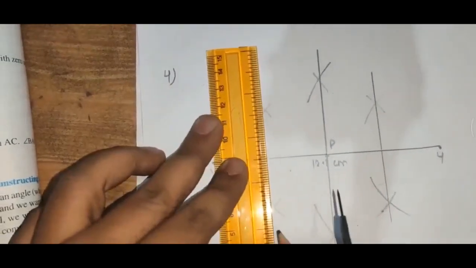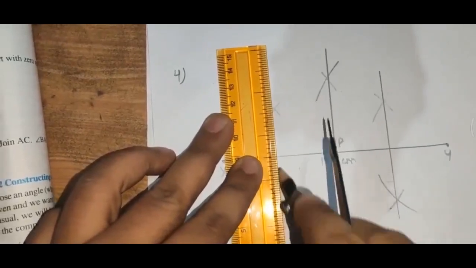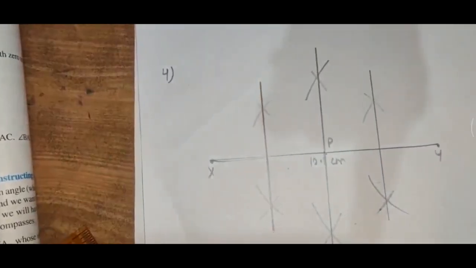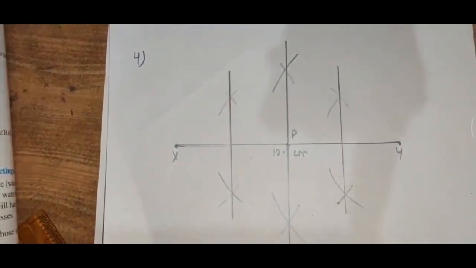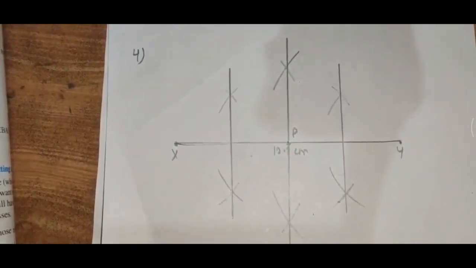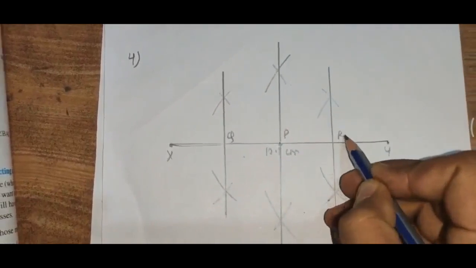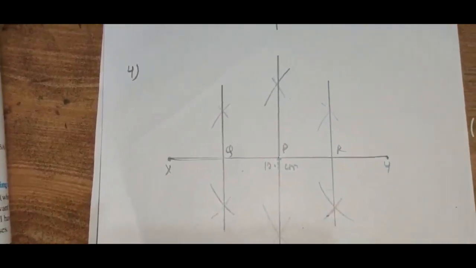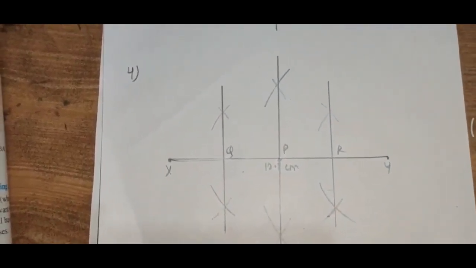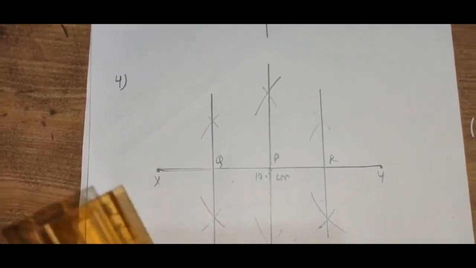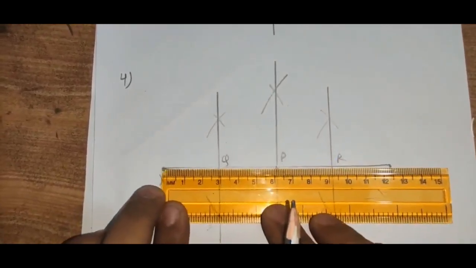Now here it is also divided into 2 parts. Now you can see this line is divided into 4 equal parts, and we can name this Q, this is R. Now the question is asking also to verify by the actual measurement. So we will measure all parts one by one.